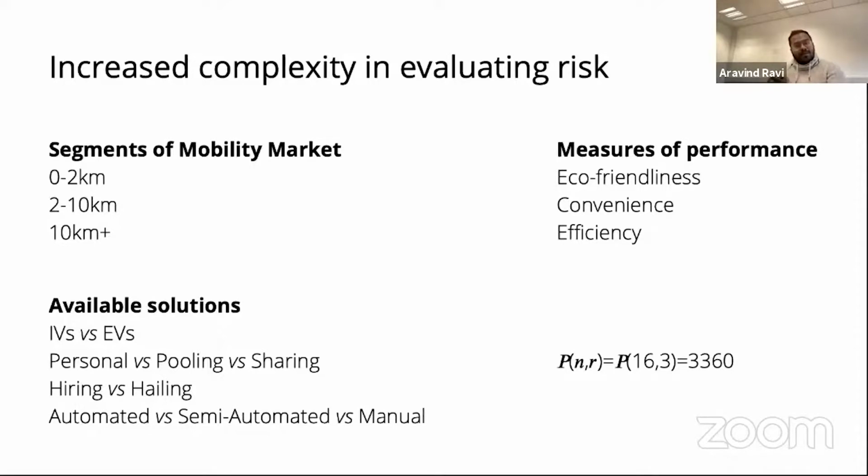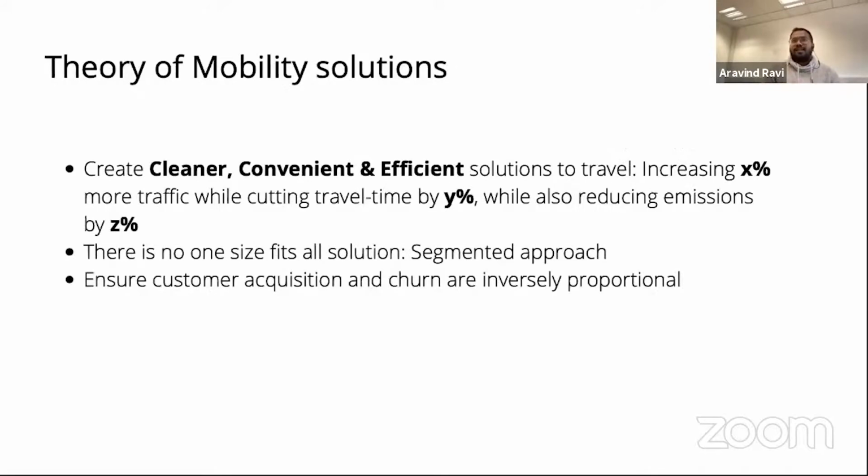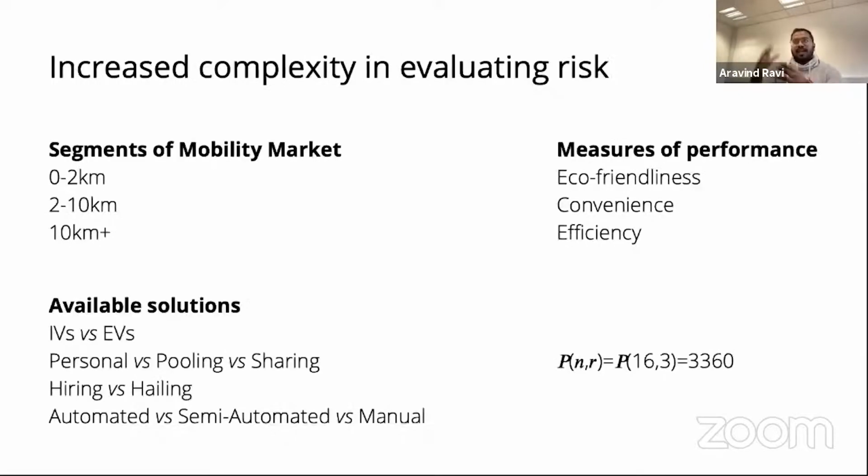Now let's add a little bit more complexity to this discussion, and let's talk about the measures of performance that these companies have when it comes to their internal performance or their growth strategies. As I told you about earlier, the XYZs are so important to them. If I go back to that slide, they want to have more traffic on the road, cut the travel time, but reduce emissions. So that's your XYZs, your measures of performance.